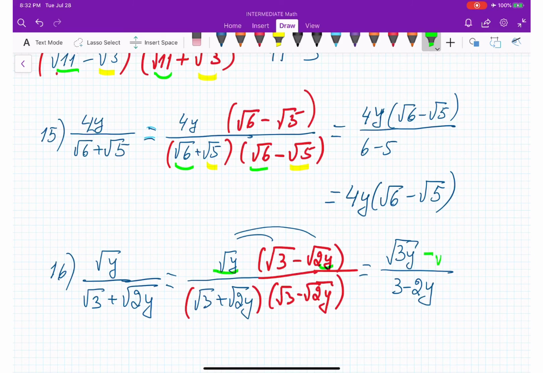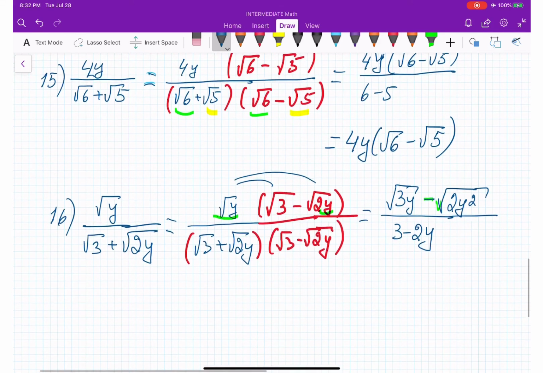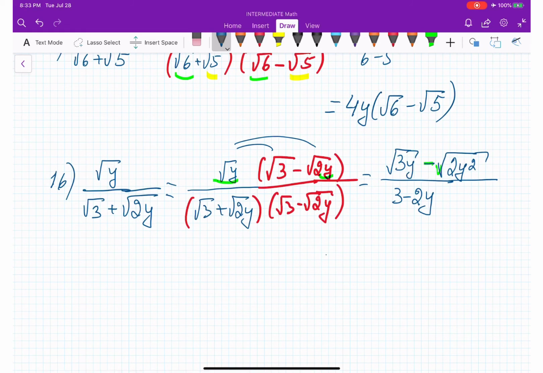Minus 2y squared, right? 2y squared. And that will be equal square root 3y minus y will come out, square root 2 will stay underneath. That's why I distributed. If I wouldn't be able to get y out, then it wouldn't make sense to distribute, okay? I would just leave it alone, and 3 minus 2y.